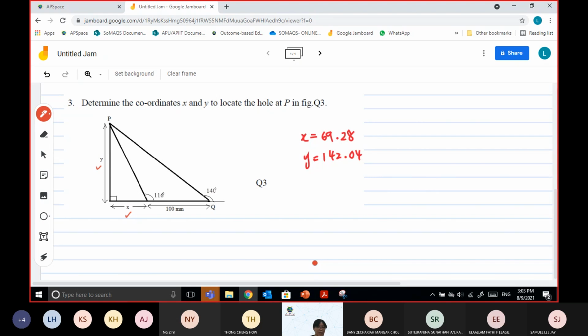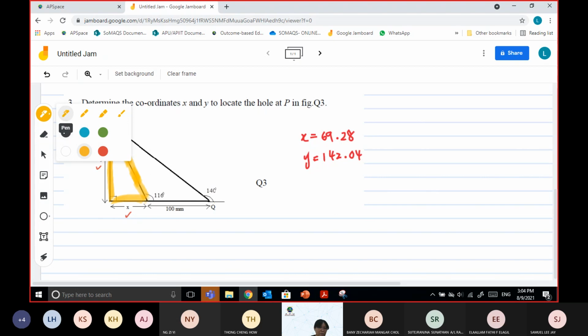Now let's look at question number 3. What is the way we can use to solve this? Can you see for this question that y and x are the lengths of two sides of this triangle? This is the triangle, and x and y are the unknowns.